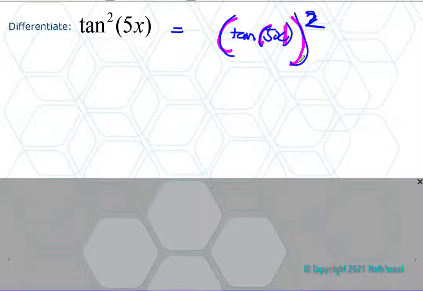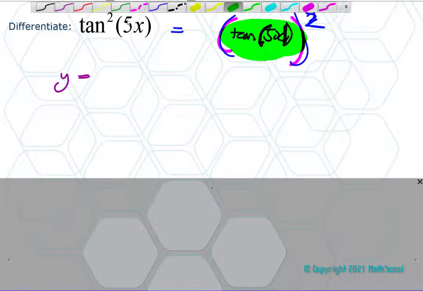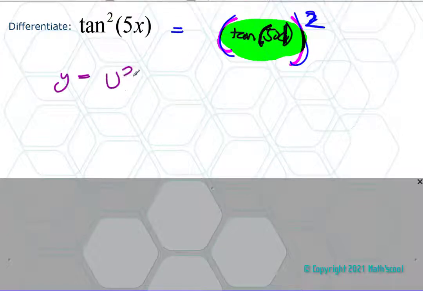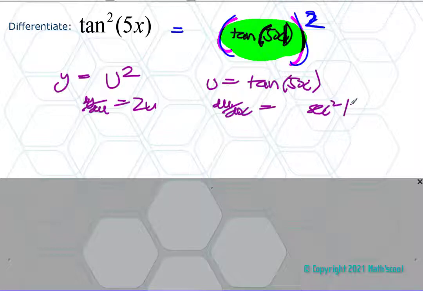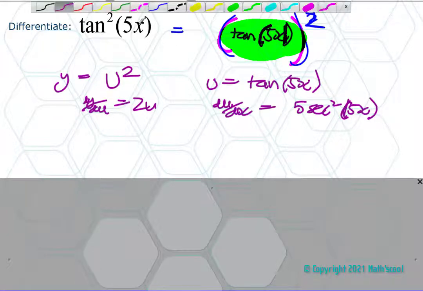So we need to go back to first principles. I'm going to write it as y equals, replace the thing inside the big brackets with u. y equals u squared, u equals tan of 5x. Differentiate that: dy by du equals 2u, du by dx equals, so when you differentiate tan 5x, you get sec squared 5x, and you have to multiply by the differential of the brackets, which is 5. Multiply the two together and call it dy by dx.